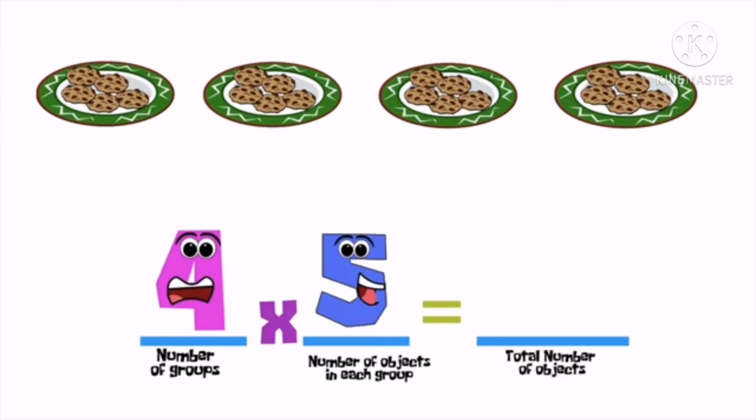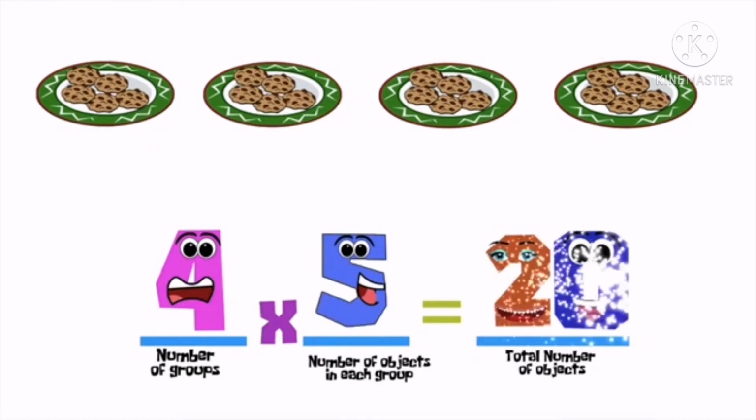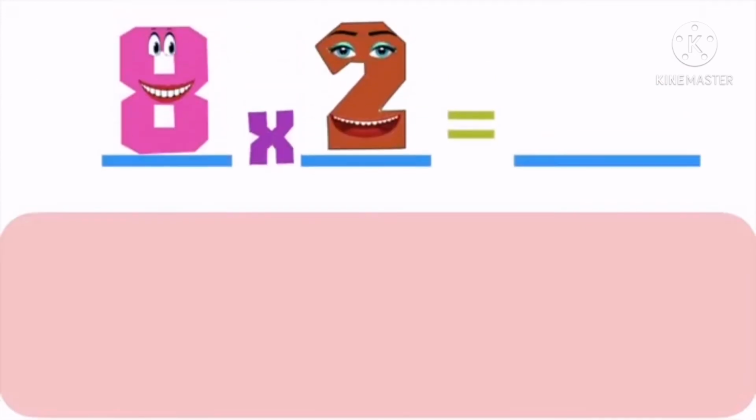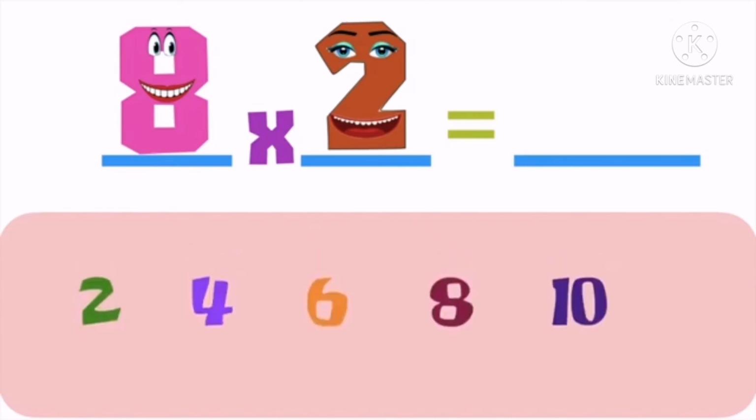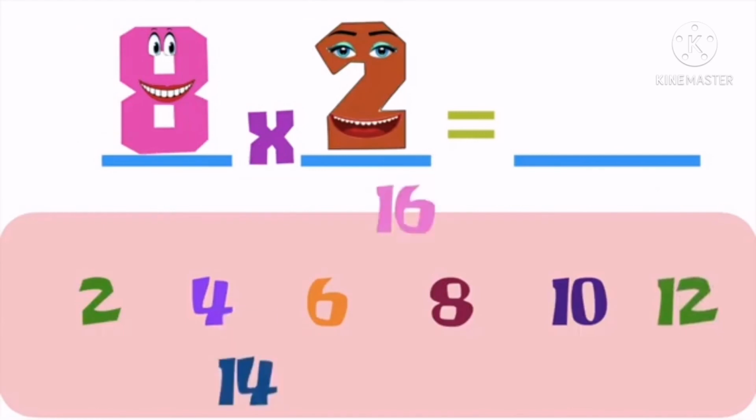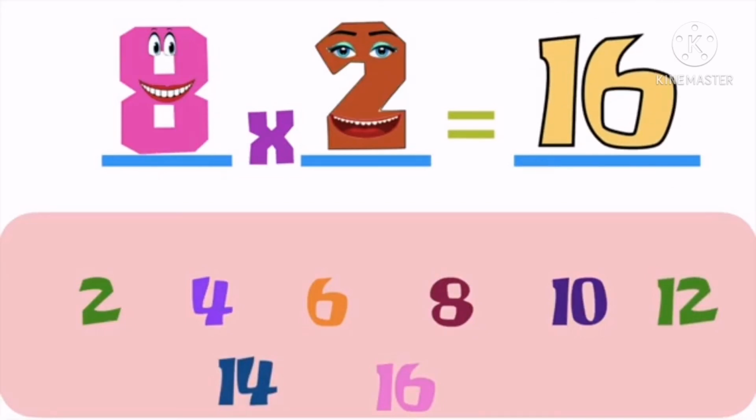To find the product, we can use skip counting by 5. So 5, 10, 15, 20. Therefore, 4 times 5 is equal to 20. How about this one? 8 times 2 is equal to blank. To find the product, we can use skip counting by 2 until we reach the 8th number. So 2, 4, 6, 8, 10, 12, 14, 16. So 8 times 2 is equal to 16.